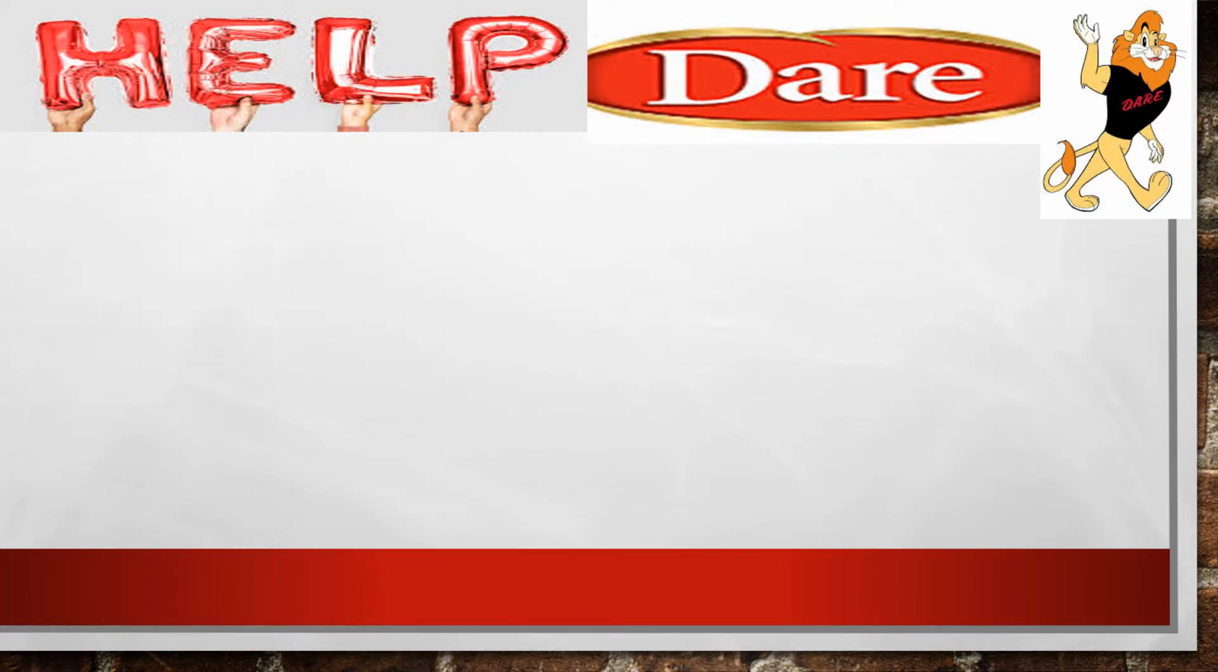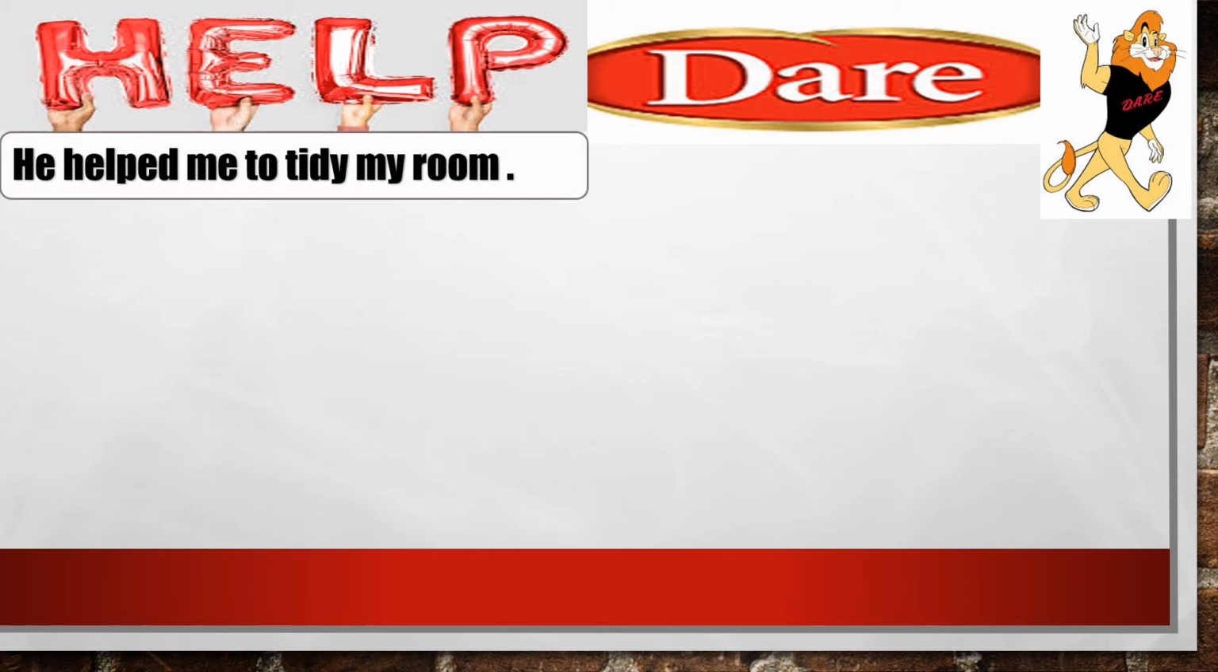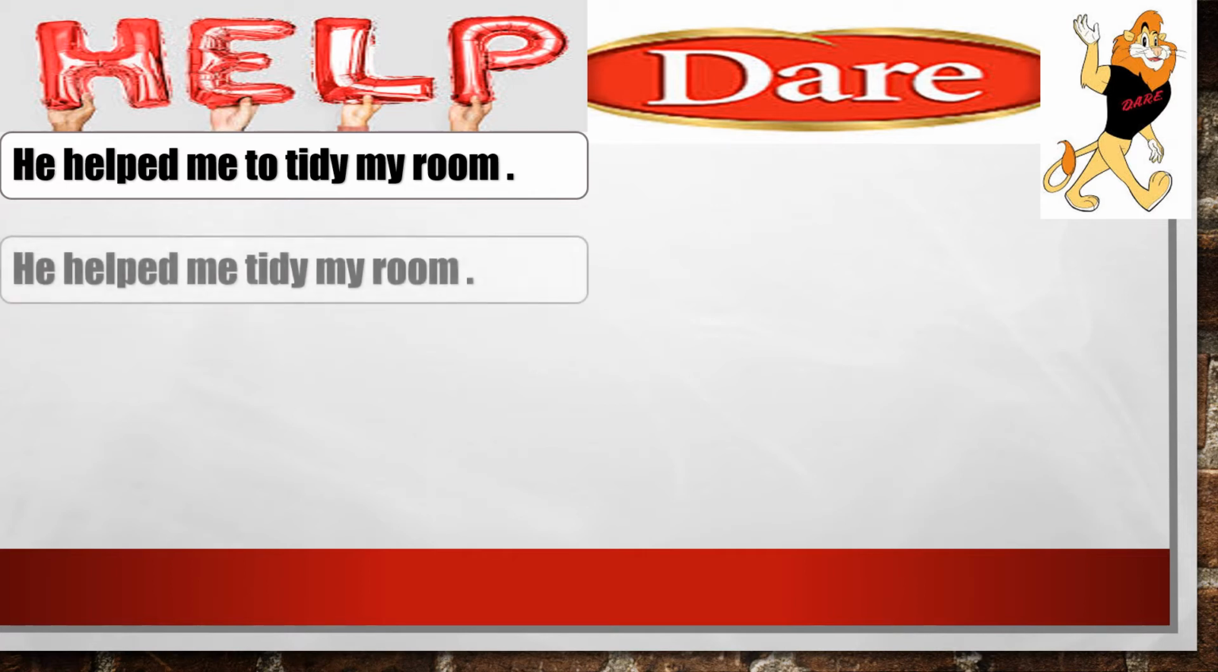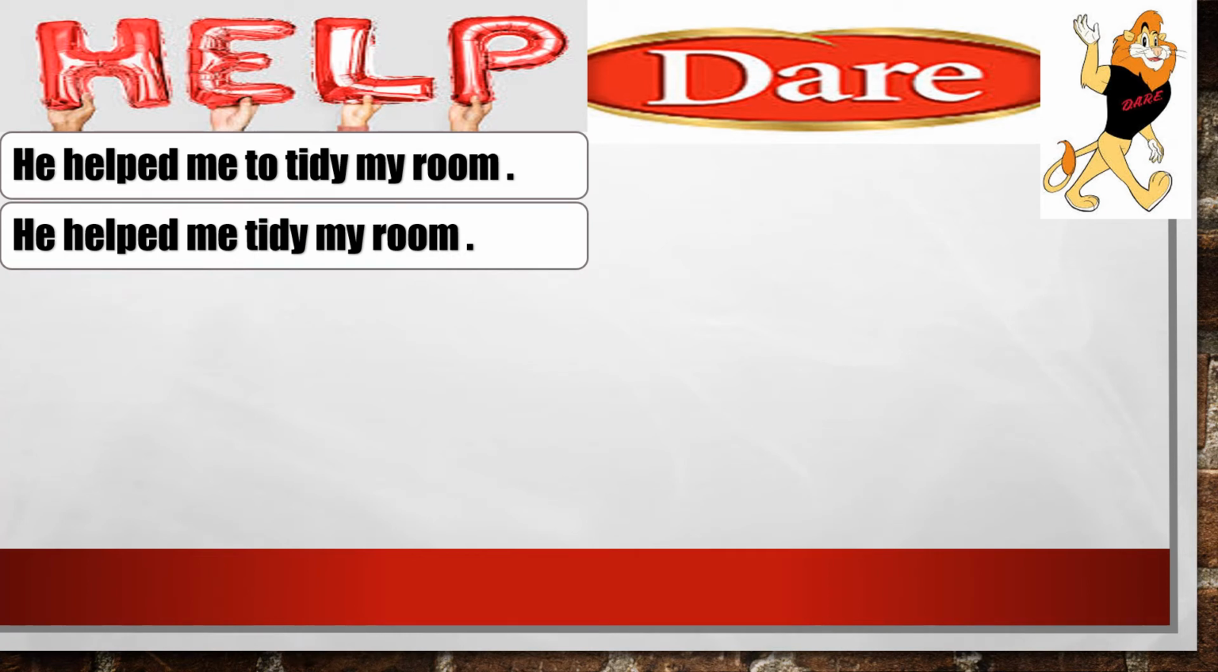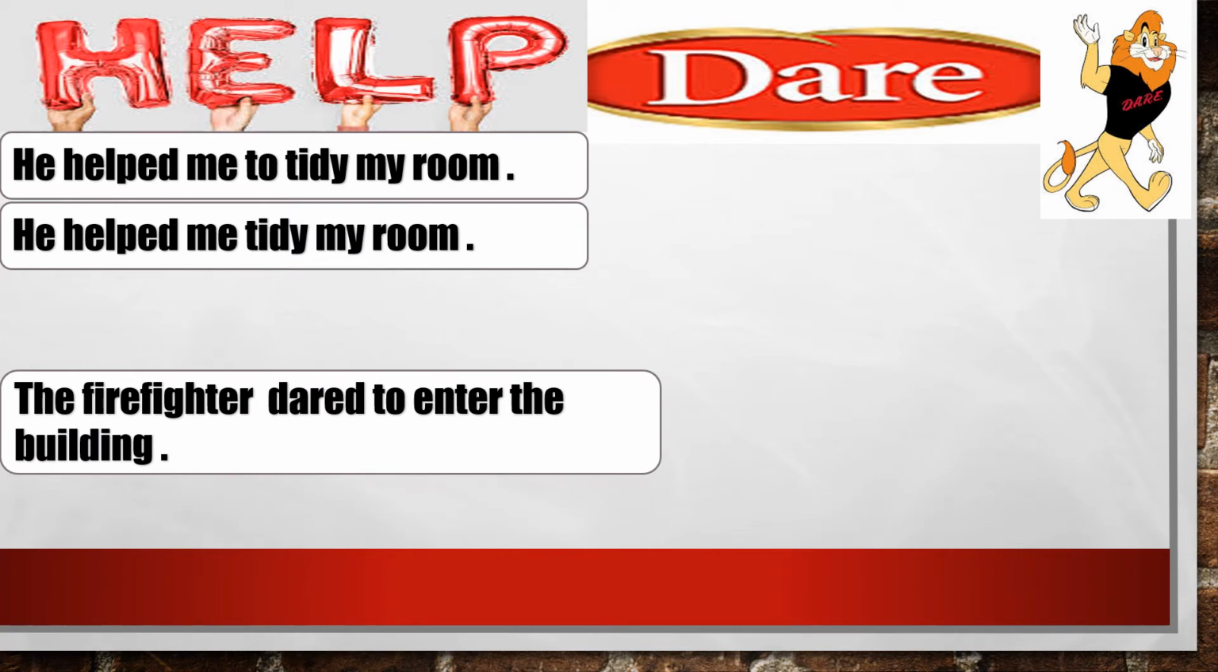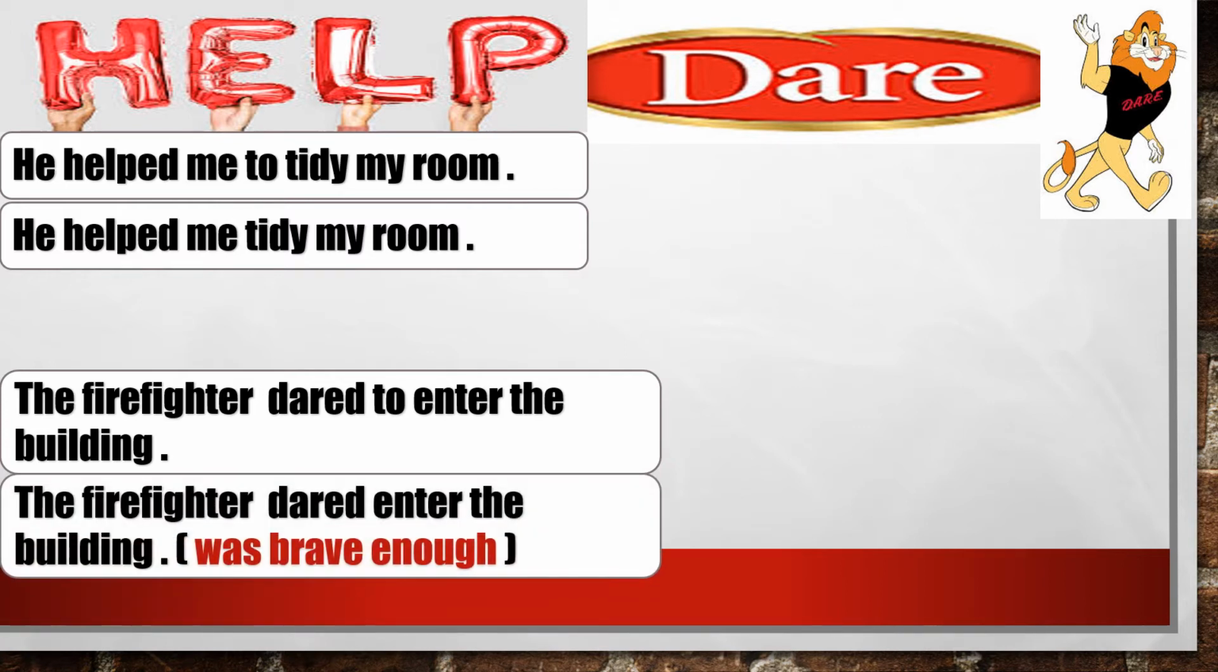The other two verbs that we talked about in our previous lesson are help and dare. As I told you, you can use help and dare in the same structure, but here in this structure, you can add to after the object. So we can say either he helped me to tidy my room or he helped me tidy my room. Both sentences are correct. Another example, when we say the firefighter dared to enter the building, it means that he was brave enough to enter the building. You can use either dared to or dared enter the building.